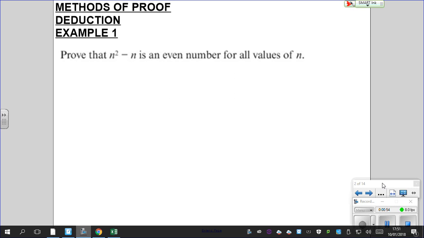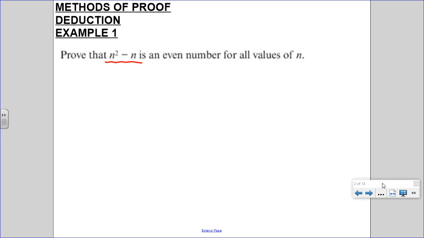So we're going to deduce that something's true. With proofs, you have to be rigorous and you have to show every step, so I'll try my best to be as formal as possible to set a good example. It says: prove that n squared minus n is an even number for all values of n. Now there's a trick here to always apply if I were you. Prove that that's an even number.